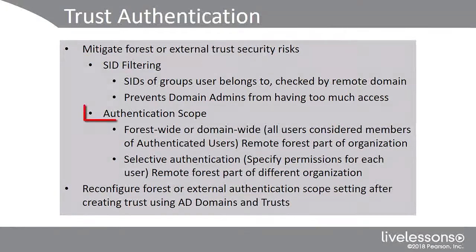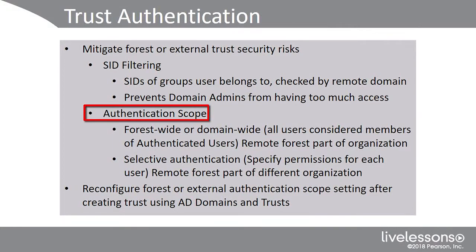that remote domain. And a second way to mitigate security risk are called authentication scopes. And we have two of those. We have forest or domain-wide scopes, where everyone in that remote forest or domain are considered a member of the authenticated users group, so we can control access to resources using that authenticated users group. That's easier for you to manage, but also limits your control.